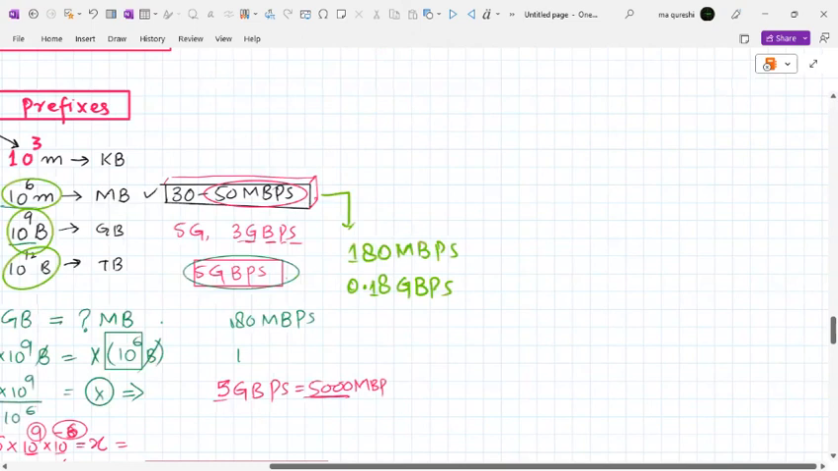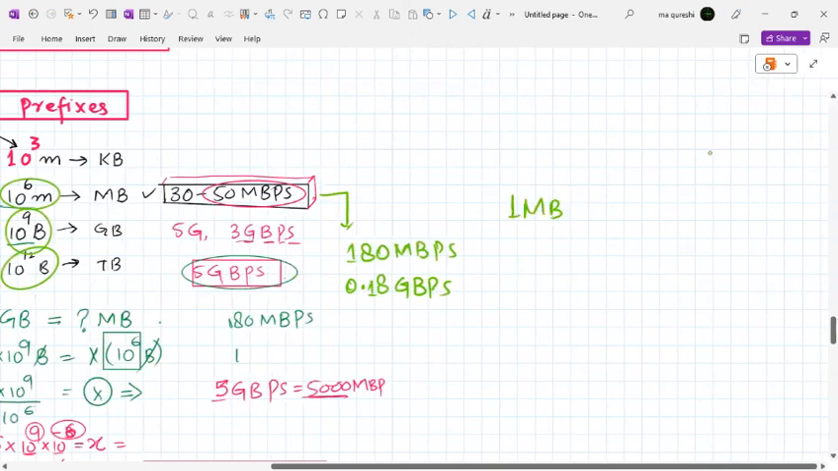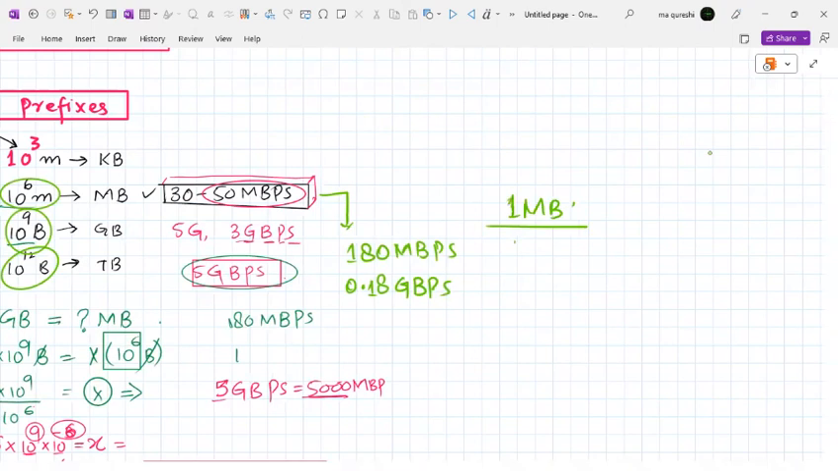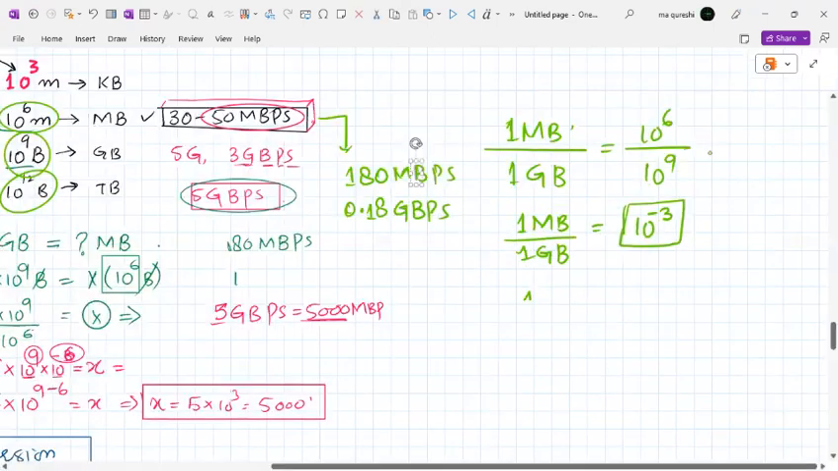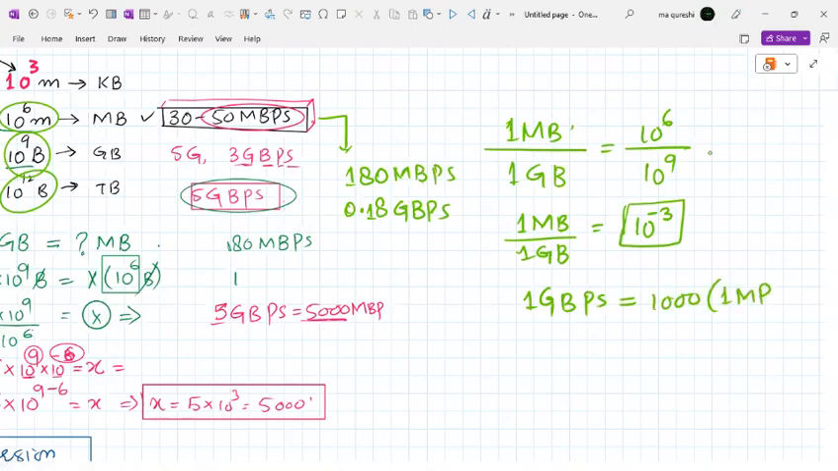I told you that here 1 Mbps divided by 1 Gbps is equal to 10 power 6 divided by 10 power 9, right? And then it would be 10 power minus 3. It means 1 Mbps divided by 1 Gbps has a ratio of 1 by 1000. It means 1 GB per second is 1000 times 1 MB per second, right?